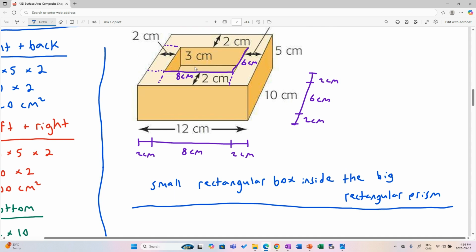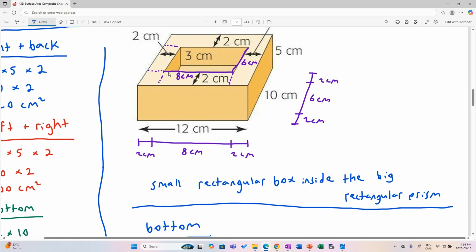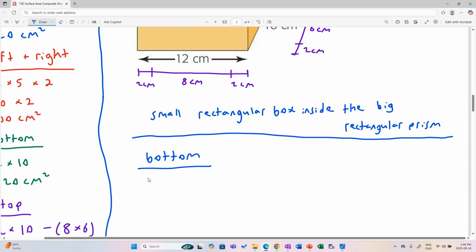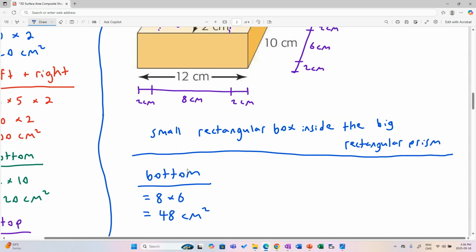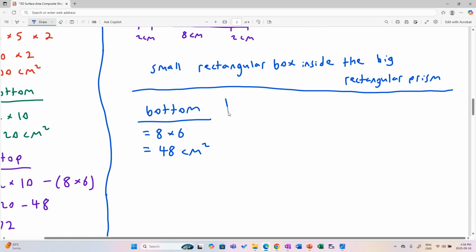So inside that small rectangular box, it looks like there's a bottom, right? So I'm going to solve for that bottom. Now, would you agree? If 8 times 6 is cut out from the top, if you look at the bottom, that should have the same dimension as what the top would have been. So it's still 8 times 6. So my bottom area is simply 8 times 6, which is 48. Okay, I just solved for the bottom. The only thing left now is the sides here. So the front side and the back side. The front side and the back side look the same, so we can solve for that.